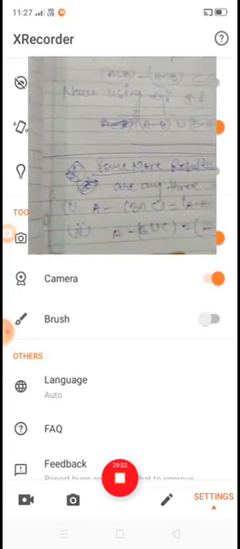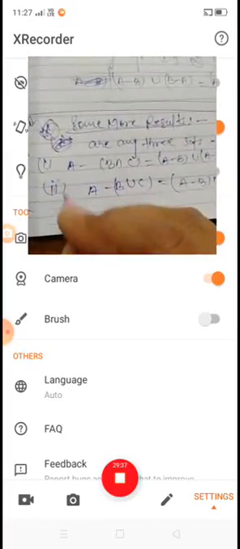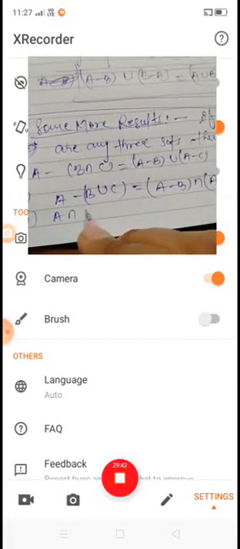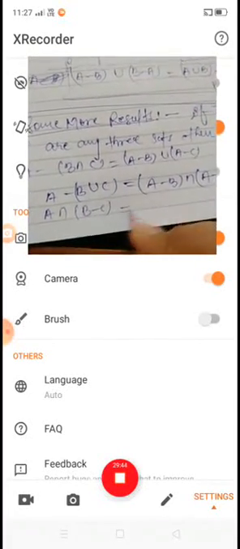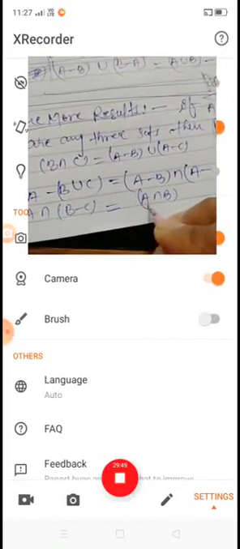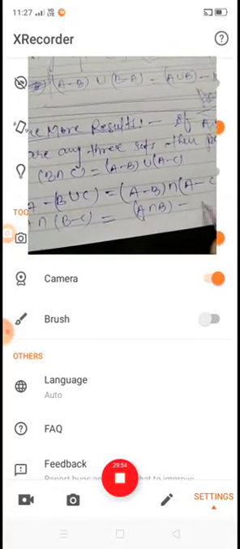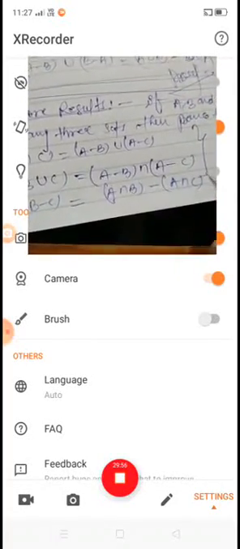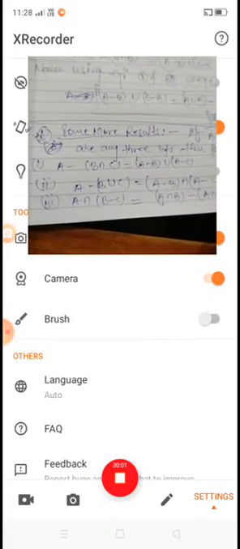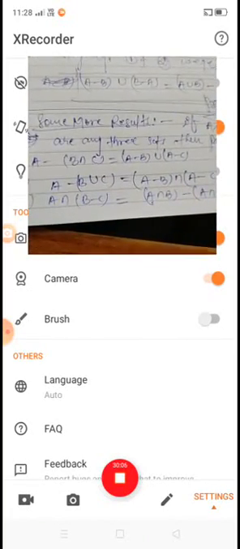This is a very important result, most important result. One more thing is that A intersection B minus C is equal to A intersection B minus A intersection C. So dear students, we prove these results in the next class. Okay, thank you.